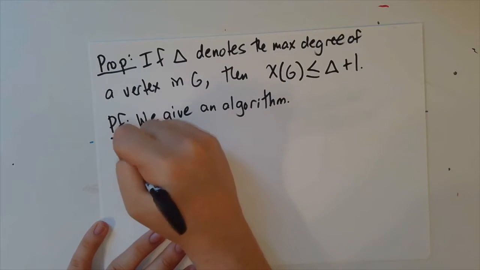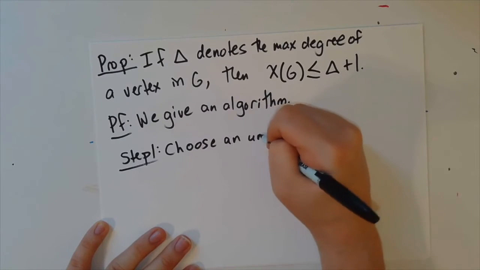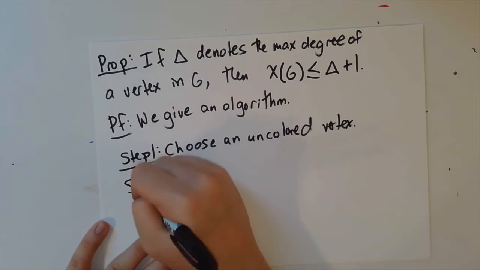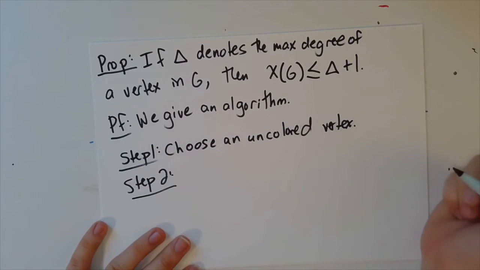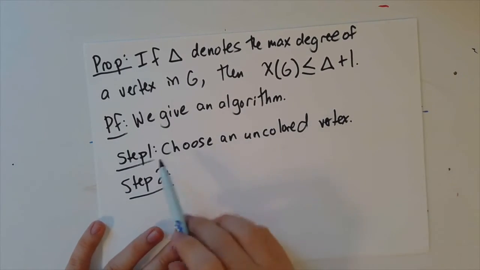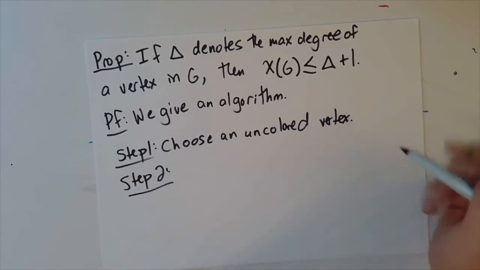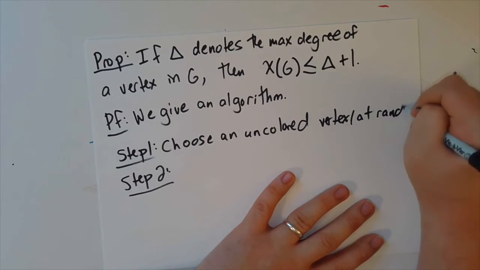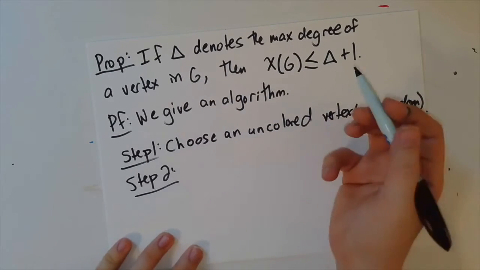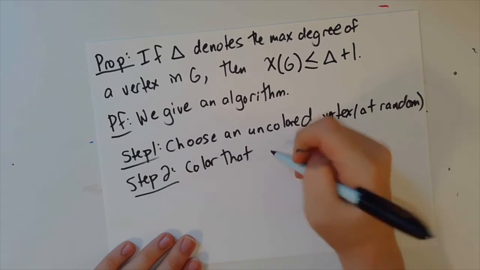Okay, so here's step 1. Choose an uncolored vertex. Step 2. So I'm going to be looping through this algorithm, so I'm assuming my graph is partially colored at this point, but some vertices aren't colored yet. So I choose an uncolored vertex, and I can do that at random if you want, or in some systematic way, whatever. Just choose one of the uncolored vertices. And then I'm going to color that vertex in a color that it's not adjacent to.